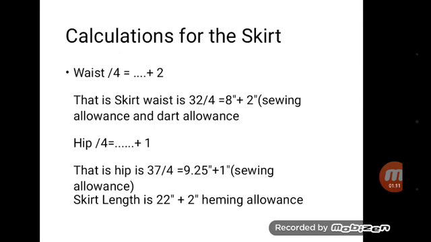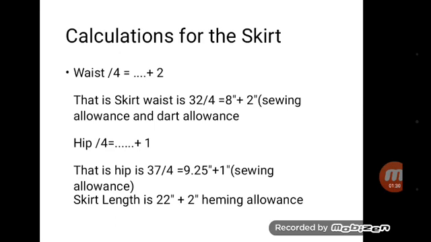So for the waist we are going to be using 32 inches divided by 4, which is going to give us 8 inches. Then we are to add 2 inches to it for the sewing and the dart allowance.